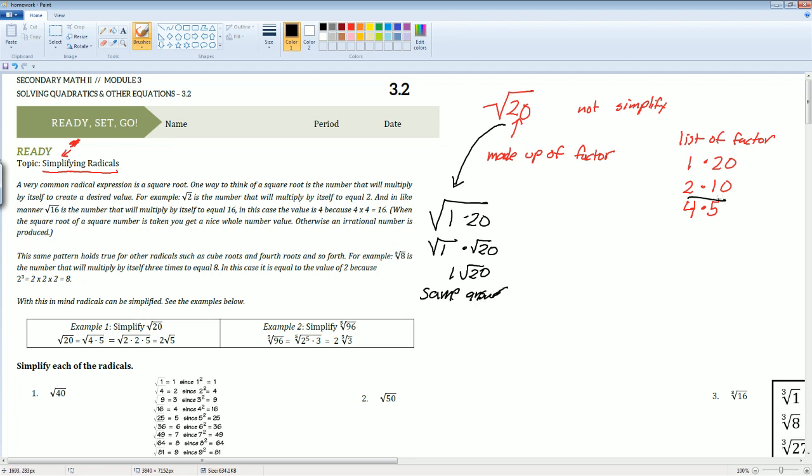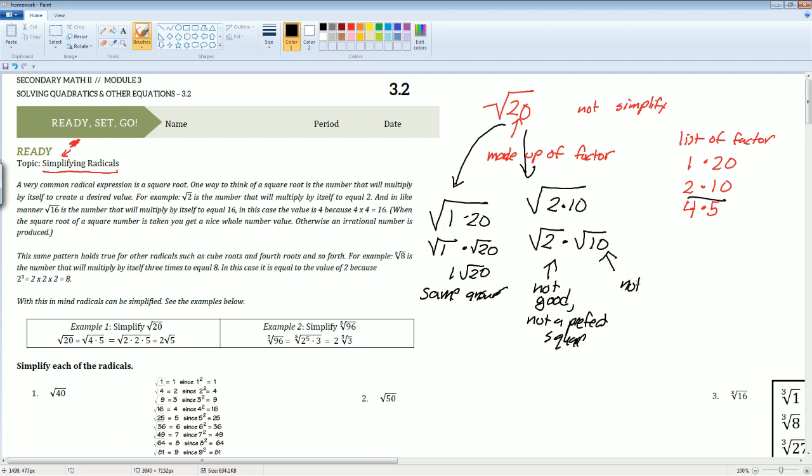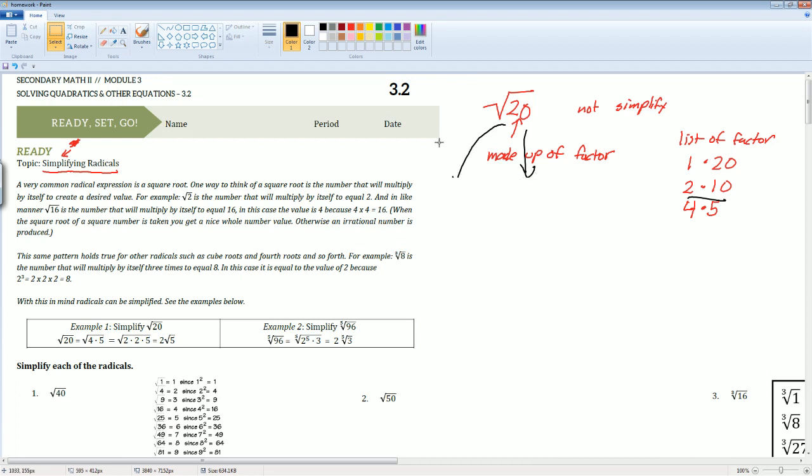What about 2 and 10? 20 becomes 2 times 10. Can we do the square root of 2 times the square root of 10? This is not good, because 2 is not a perfect square, and 10 is also not a perfect square. So far this is really bad. I showed you how not to do it. Now let me show you how to do it.